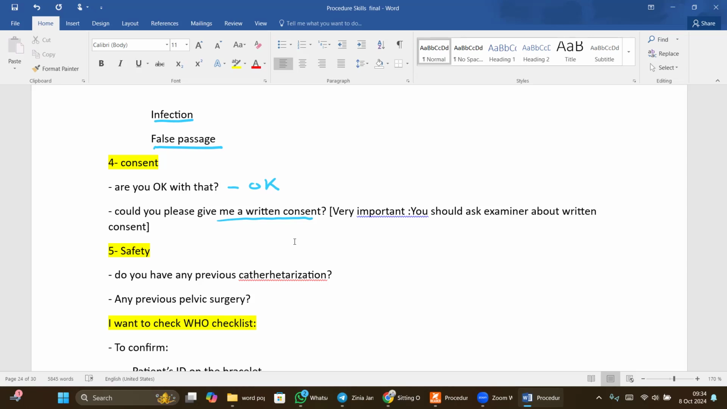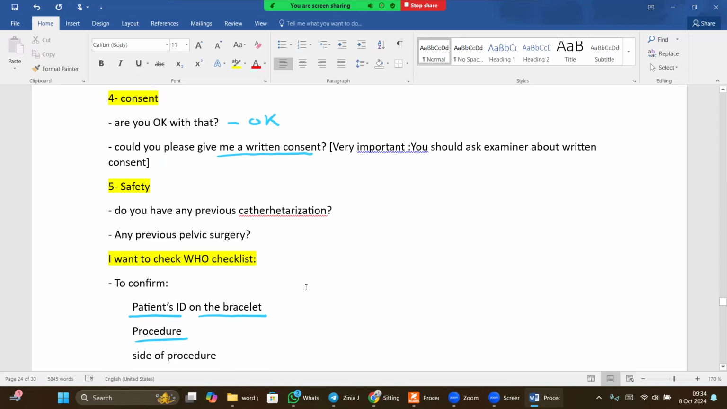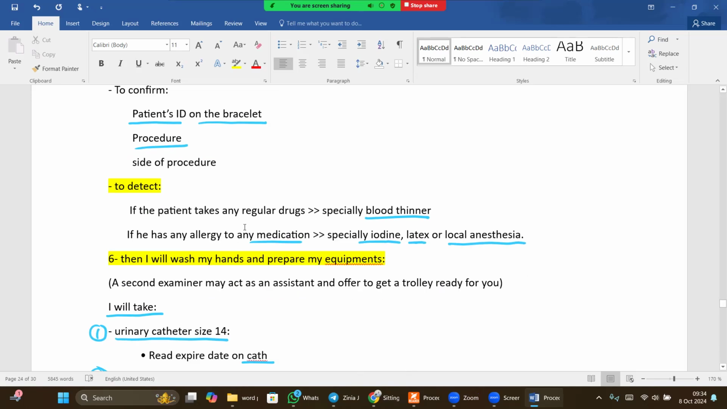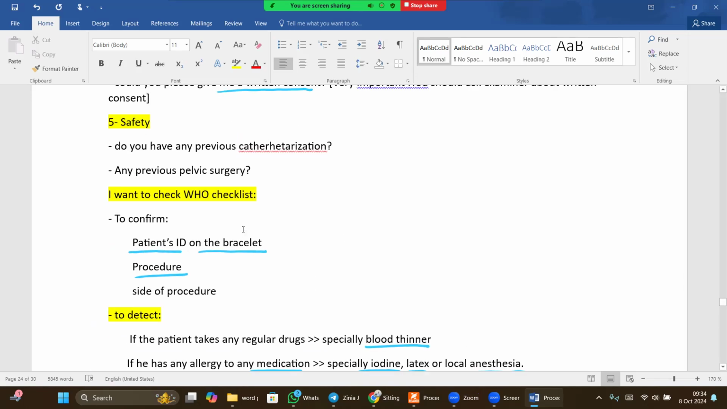I want to check the WHO checklist to confirm the patient's ID on the bracelet and the procedure and side of the procedure. When I say this facing towards the examiner, the examiner will say consider it as done. So again, I want the WHO checklist to confirm the patient's ID on the bracelet and the side of the procedure.